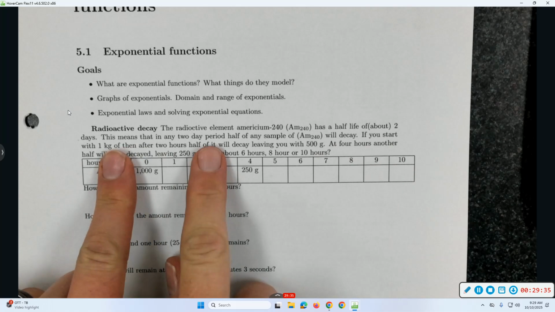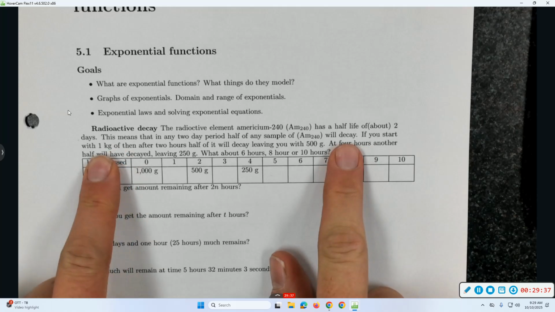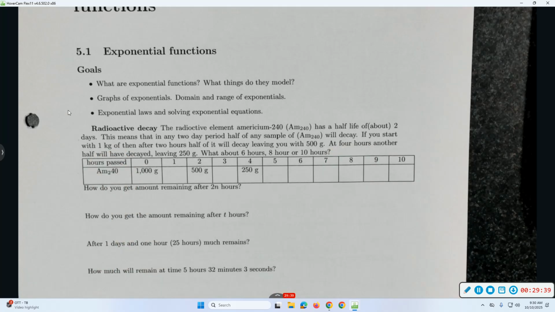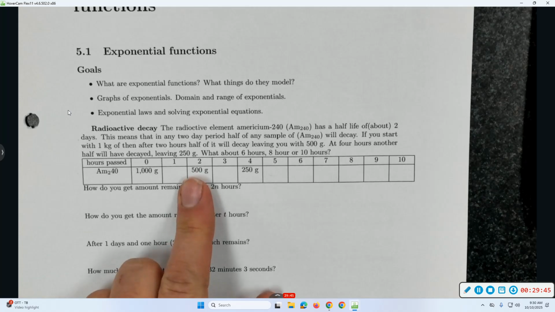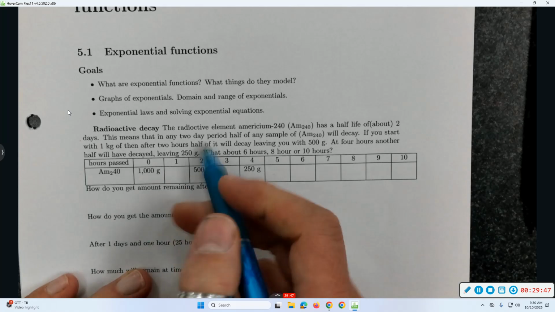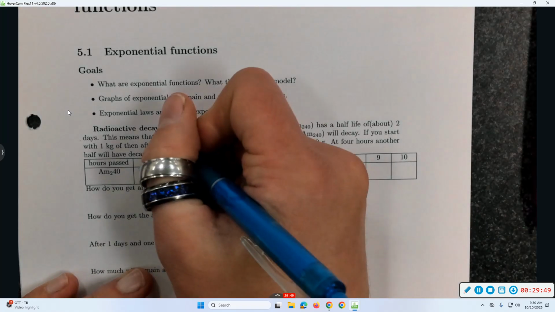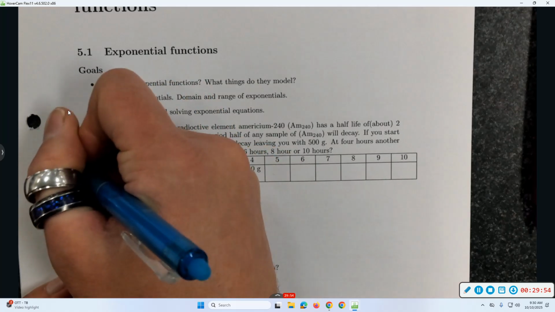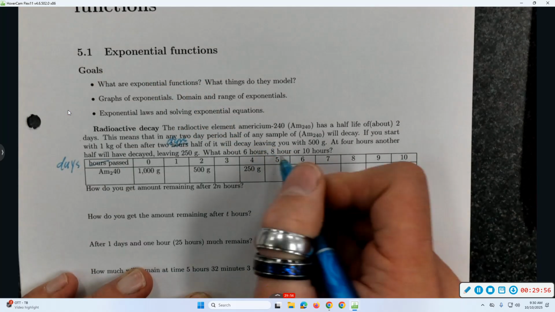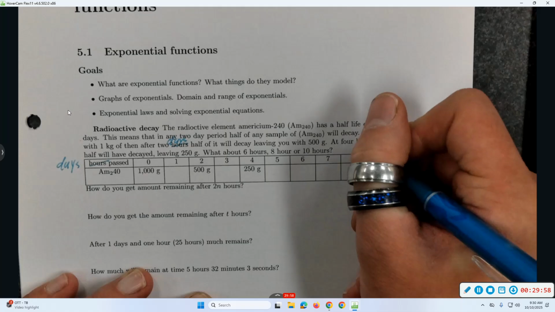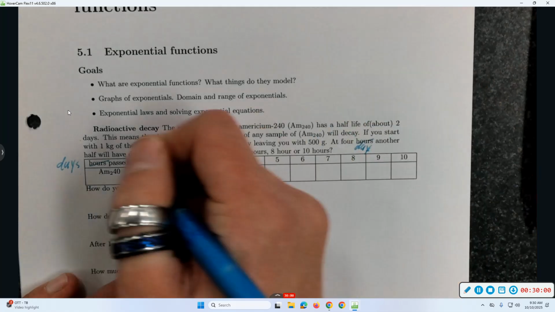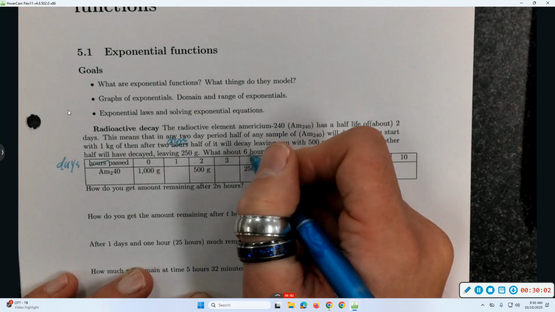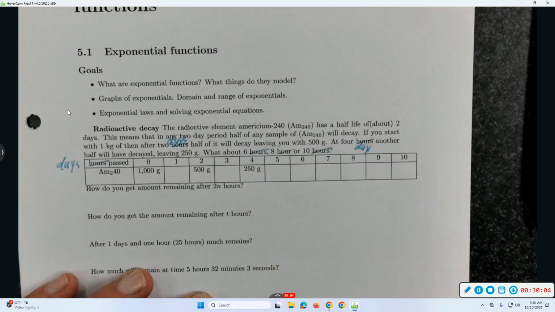So in any 2-day period, half of it will decay. You start with 1 kilogram. Then let's just analyze how much is left after any amount of time. After 2 days, all of those should be in days.